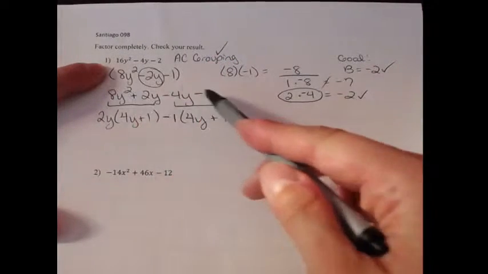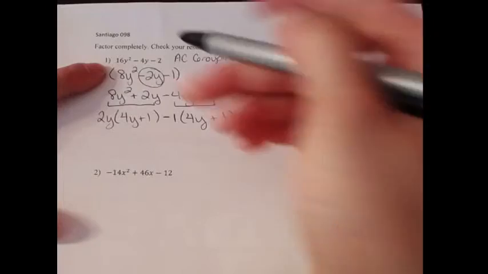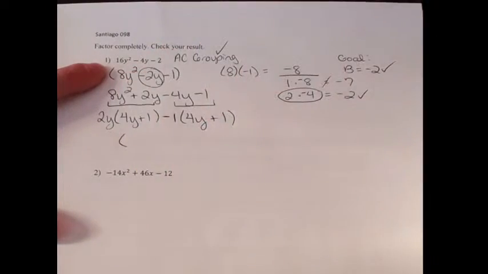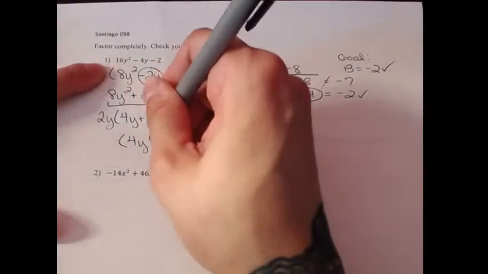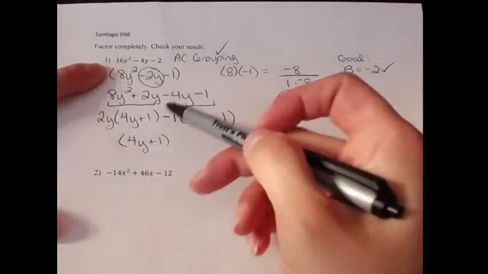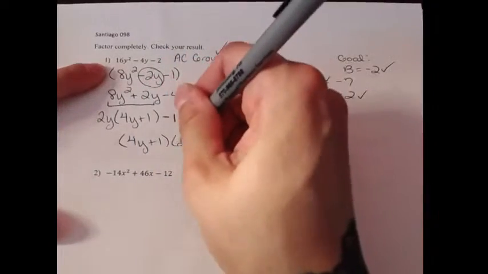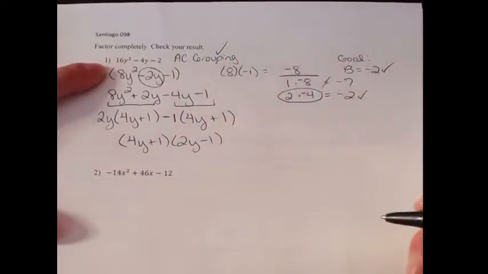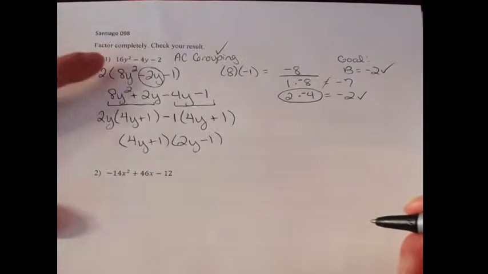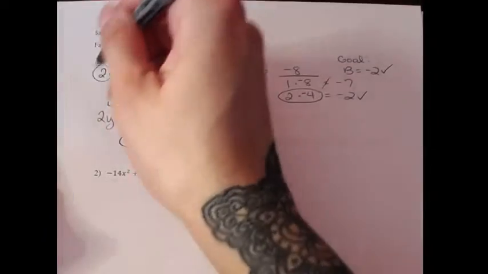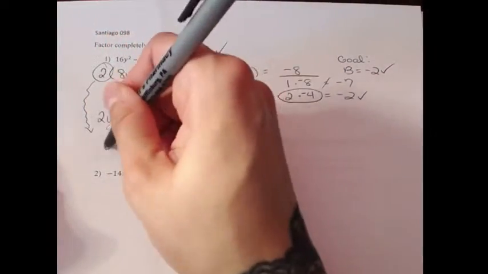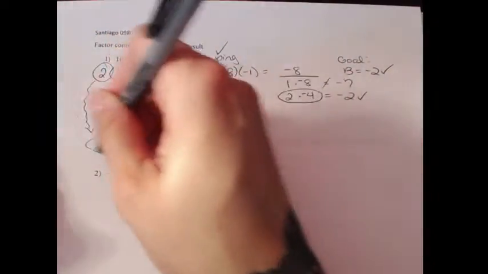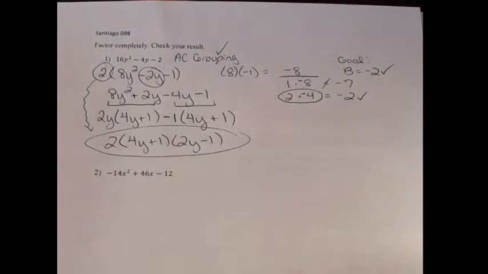So we went from 4 terms to 2 terms, which means we need to go to 1 term. So I'm going to factor out my 4y plus 1. That goes away, and I'm left with 2y minus 1. And I lift up my finger, and I notice, oh, I factored out a 2 from the very beginning. So my GCF has to go right in front of my answer. And that concludes problem number 1.